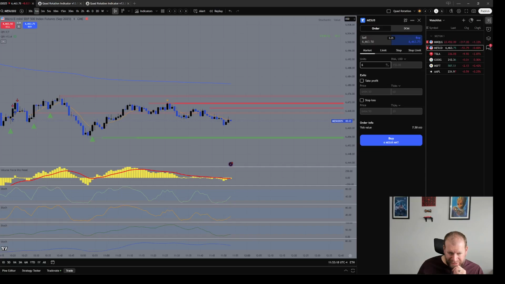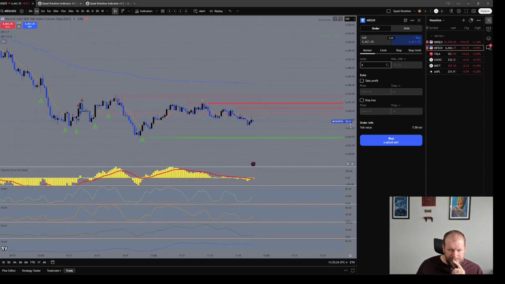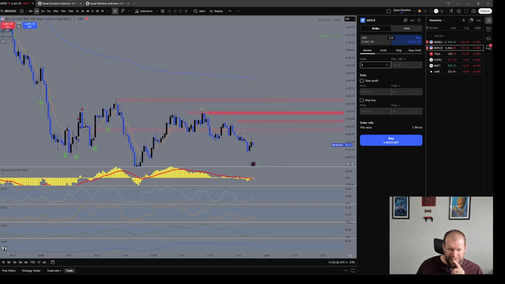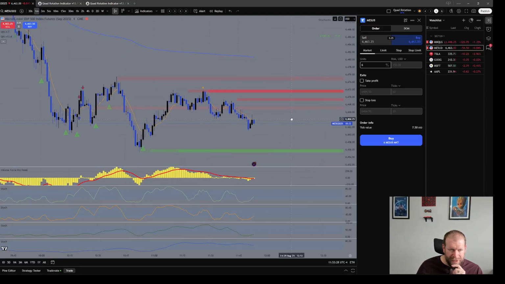I don't think I'm going to get an A setup, I'll be honest. Volume is drying up way too much right now. It just does not look good. So we've got a little bit more movement here.